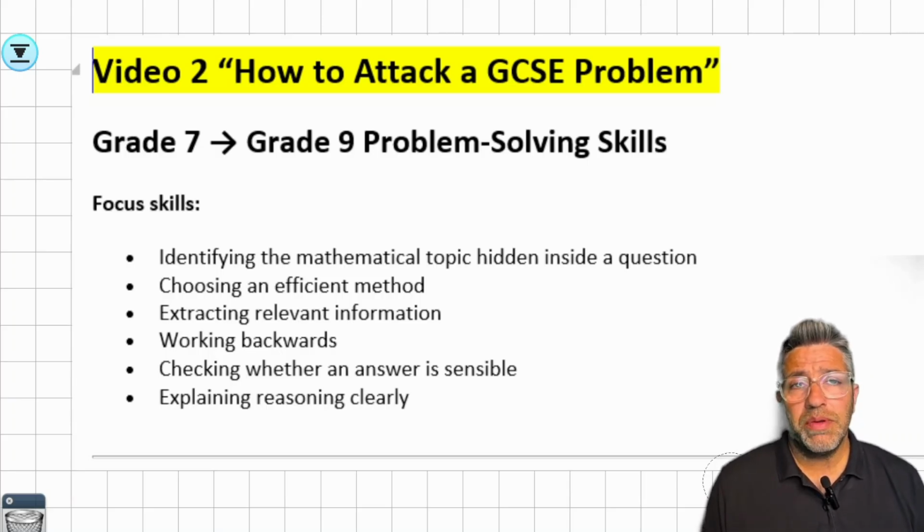Next, can you work a problem backwards? Sometimes you might be presented with an answer and you've got to find out other information that leads to that solution. Next, on a higher tier paper, quite often your solutions will be decimals, fractions, or even surds. You need some sort of mechanism to check whether your answer is sensible. And then lastly, if you've already watched video 1, we broached the topic of proof. Are you able to communicate your answers with sufficient mathematical reasoning and justification?